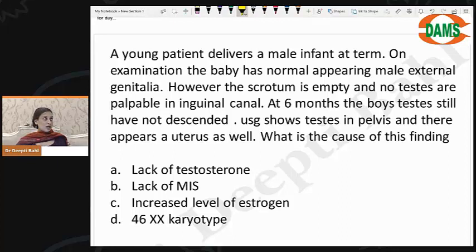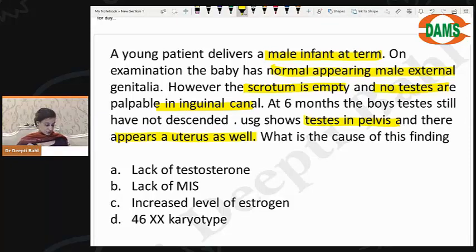A young patient delivers a male infant at term. The baby has normal appearing external genitalia. The scrotum is empty. No testes are palpable in the inguinal canal. At the 6th month, the testes have still not descended, and the ultrasound shows that they are in the pelvis. And there is a uterus as well.